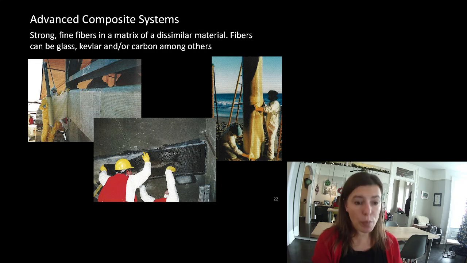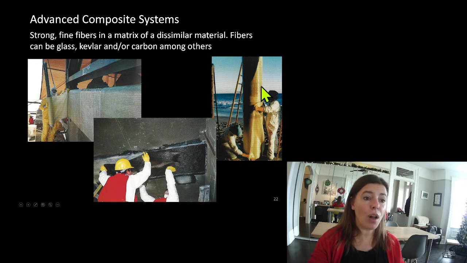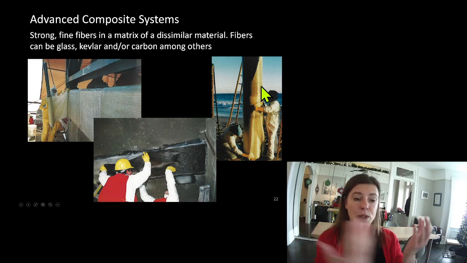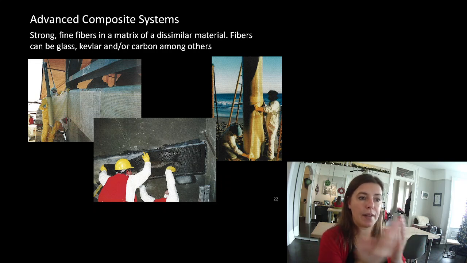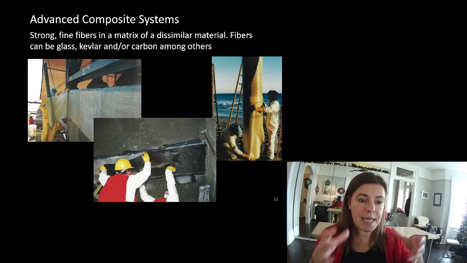These are so impressively strong, it begs the question, why don't we do that right off the bat? They're also so impressively expensive, so we don't do it unless we have to, usually as rehabilitation, for example. So this is a column that's having the outside spall off, and we wrap it in the Kevlar or the fiber system to contain the concrete.